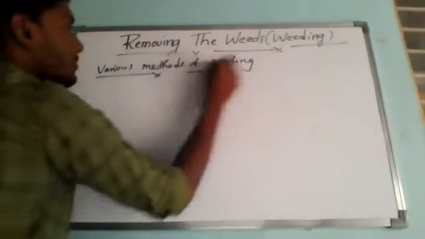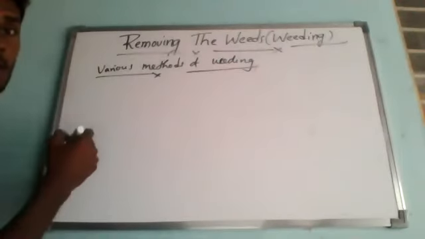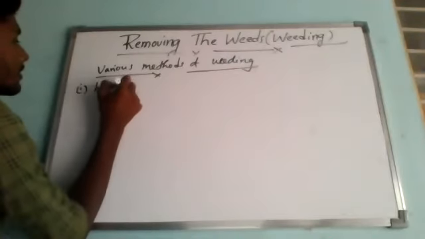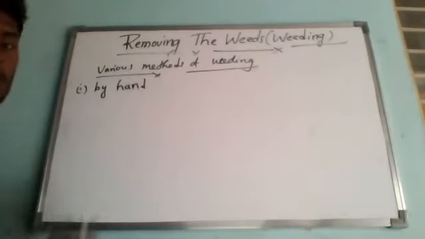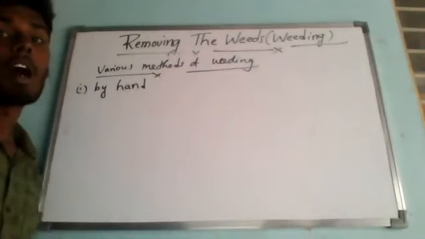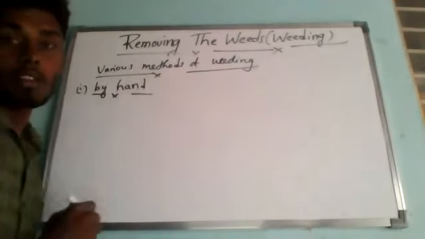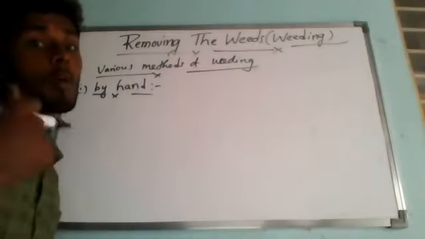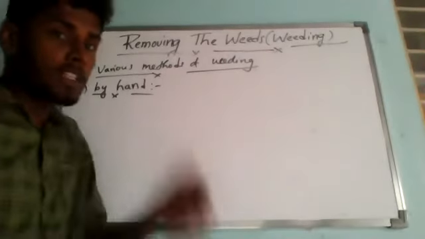So what is the first method? By hand. Removal of weeds by pulling them out with hand. In this case, weeds can be removed from the crop fields just by pulling them.